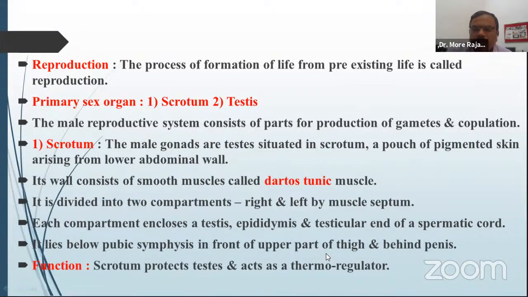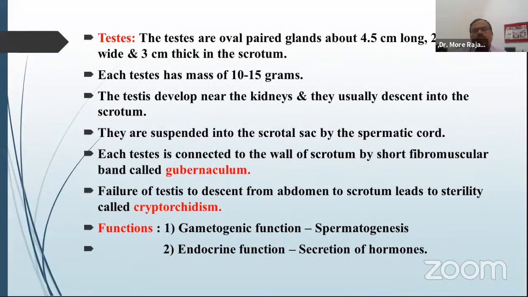Okay, generally the temperature is 1 to 2 degrees less in the scrotum, which is beneficial for the production of the sperm, that is the process of spermatogenesis. Okay, now come to the other primary sex organ, the testes.